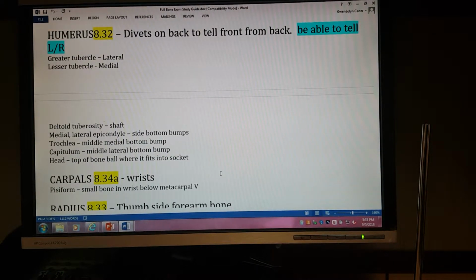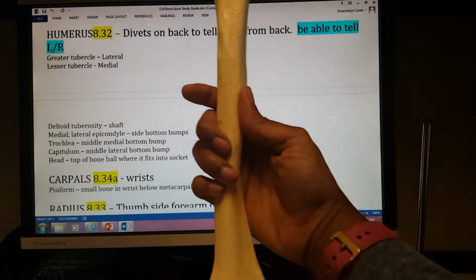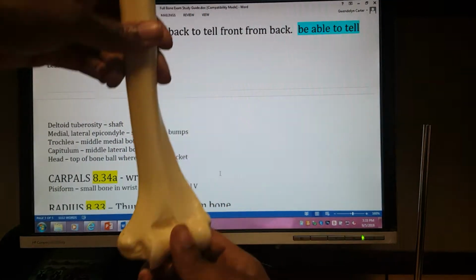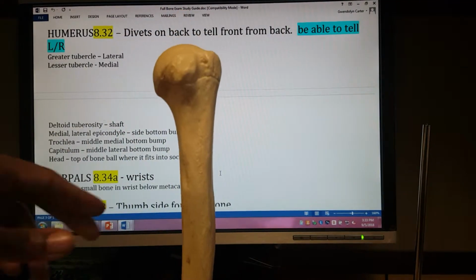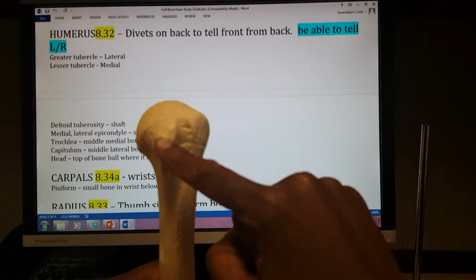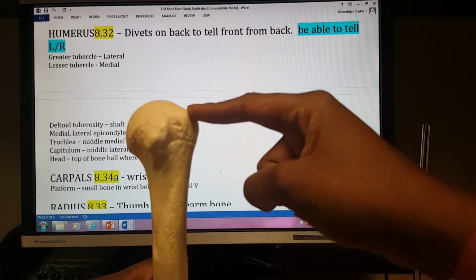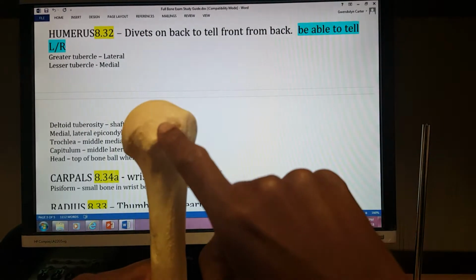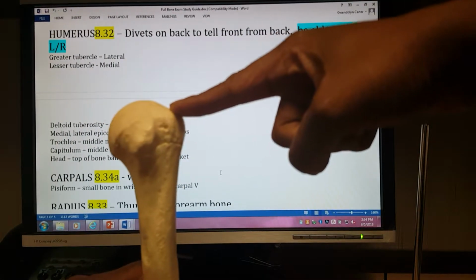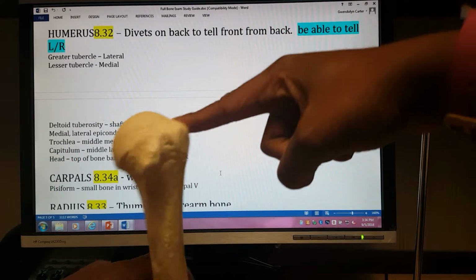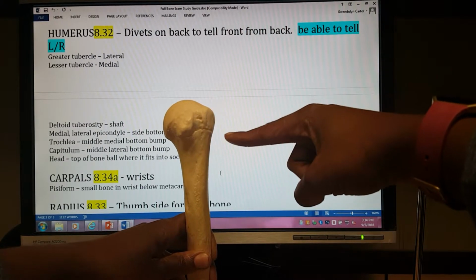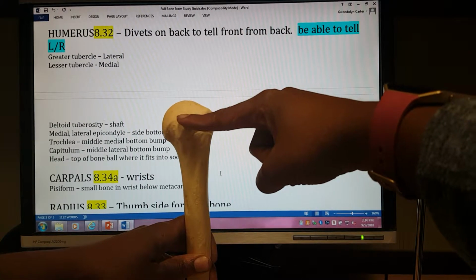The features that you have to know on the humerus. So going back to our anterior view, we're going to flip this, because this is on the back side. Going to our anterior view at the top near the head, we have our greater and lesser tubercles. The greater tubercle is a little bit larger than the smaller lesser tubercle, and another way to remember is that it is higher in height than your lesser tubercle. So keep those separated: greater tubercle, lesser tubercle.